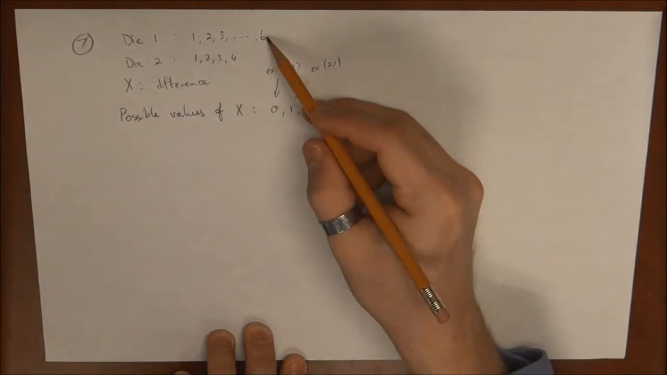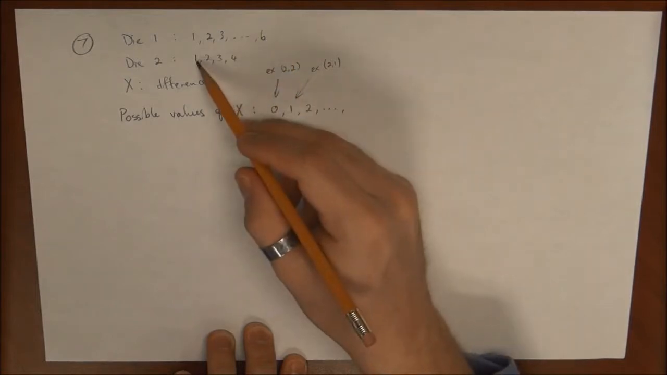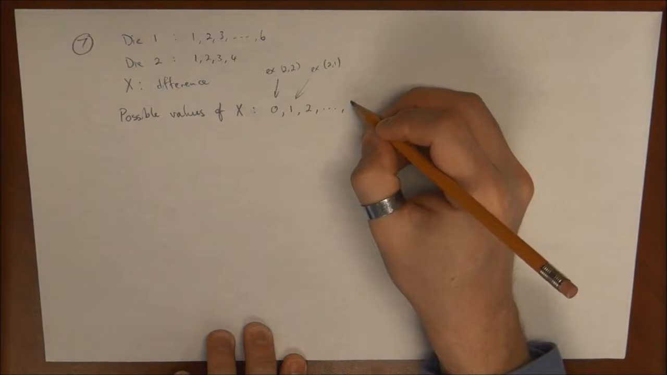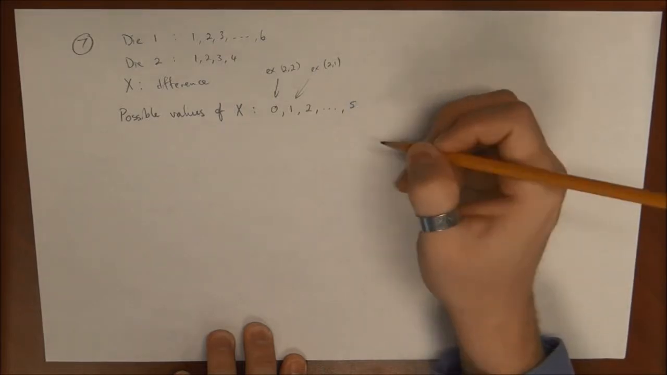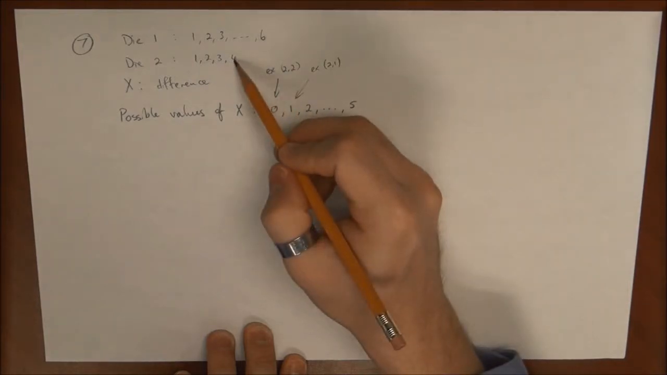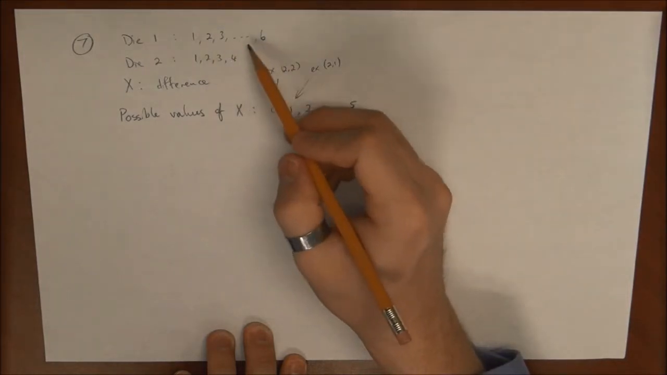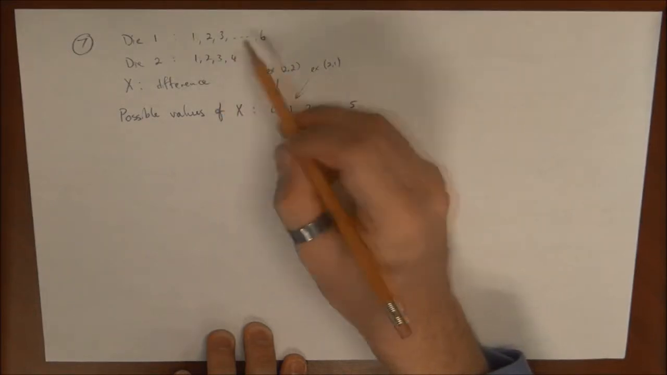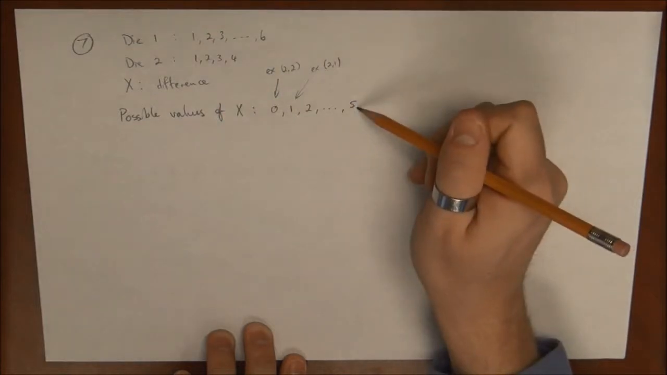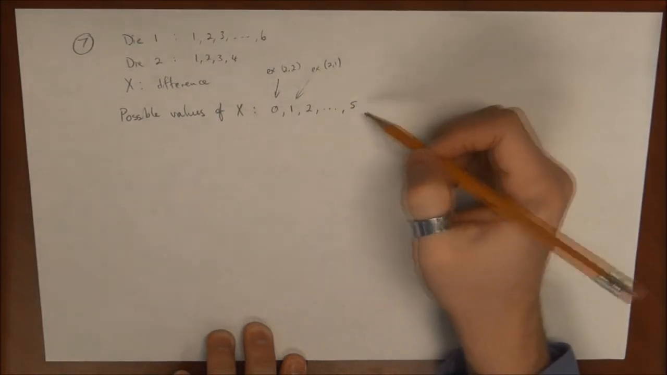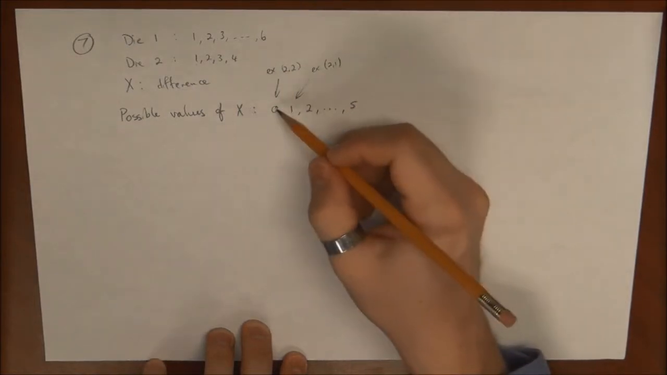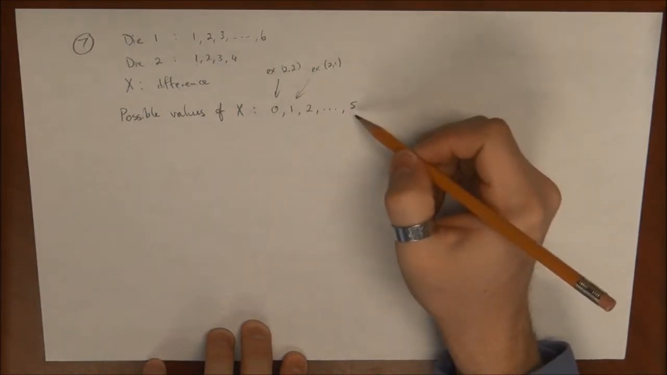Well, that'll be when I have a 6 on die 1 and a 1 on die 2. So the largest difference will be a 5. If I have a large number here, anything there is going to be less than 5 in terms of the difference. Bigger and small, biggest one here, smallest one there gives me the biggest difference. So I have numbers 0 through 5. And now the next step is to find the probabilities for each of these 6 values of x.